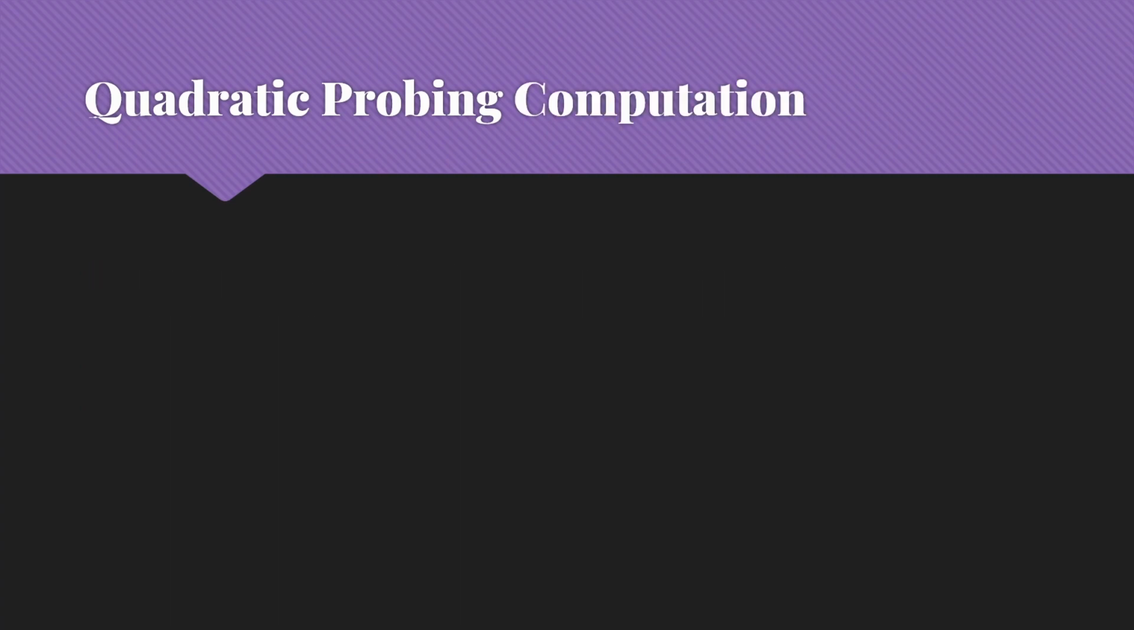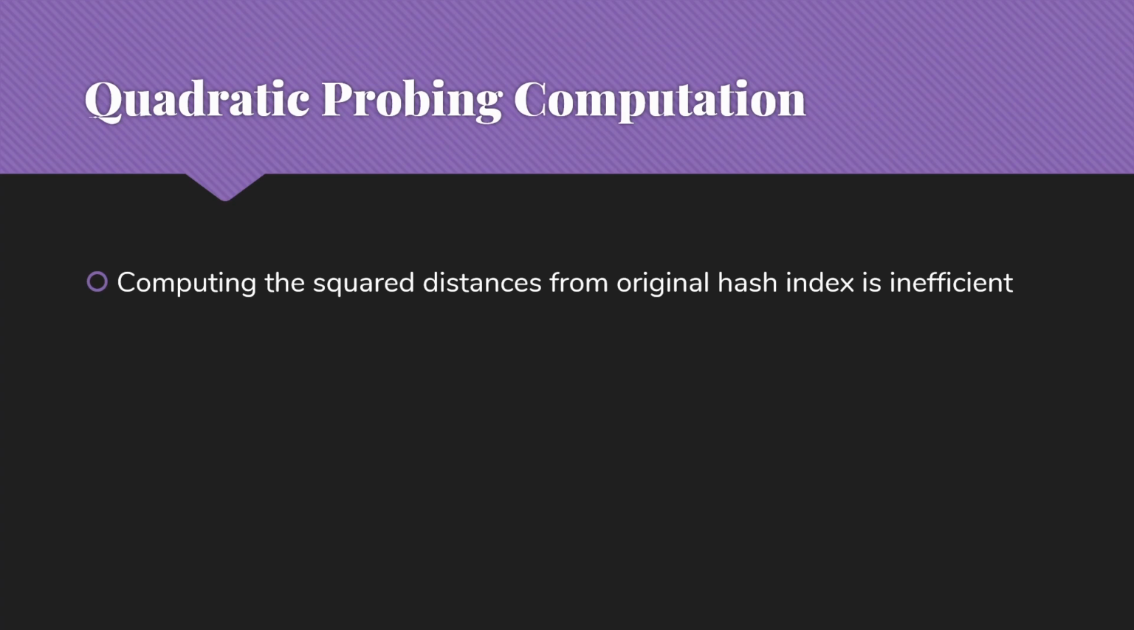Now, computing quadratic probing, it is important to note some tricks of math. We could just say, here's the original hash index. Let's compute that squared index, how far we're away, the number of collisions we've had, and then add that to this original hash index, do the mod. However, that's inefficient because of the multiplication.